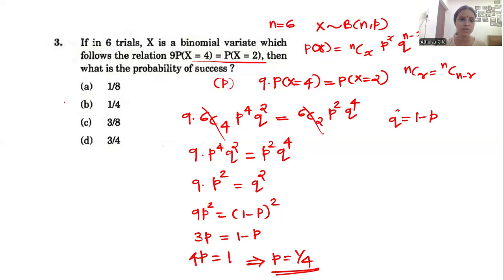So from the options, option B is the right answer. For this question, option B is the right answer. It is just a direct application related to a binomial variate.